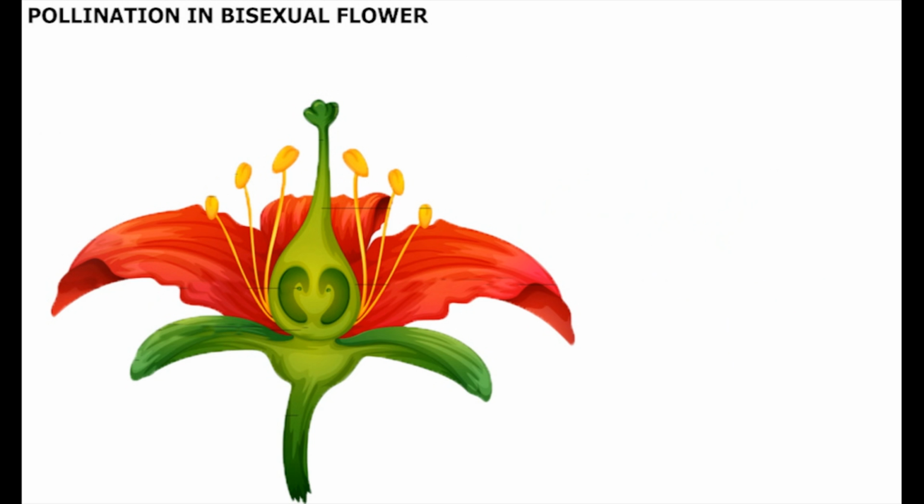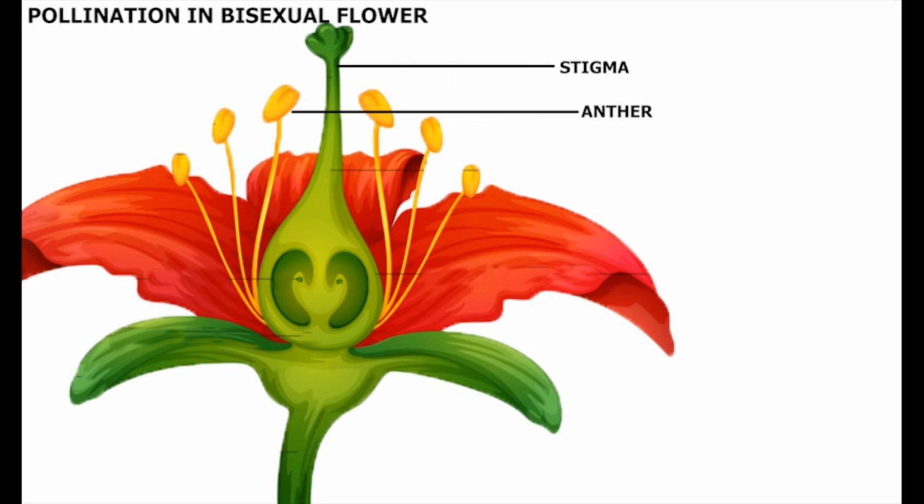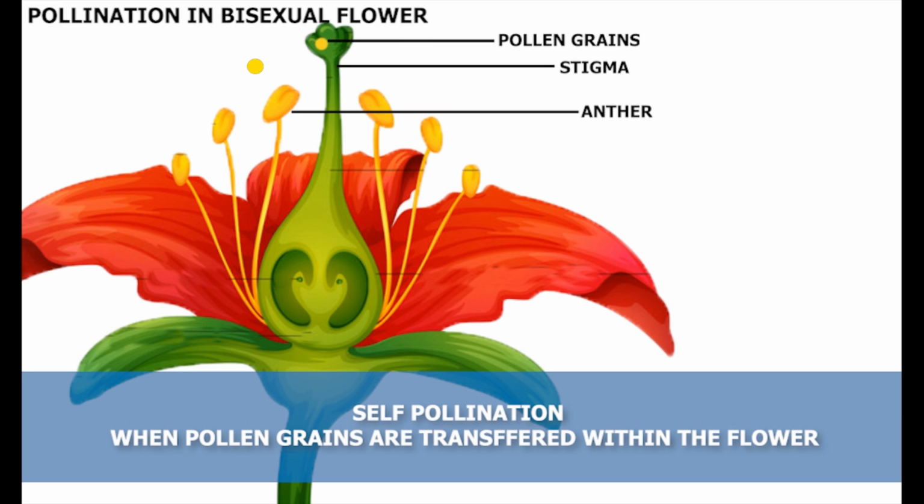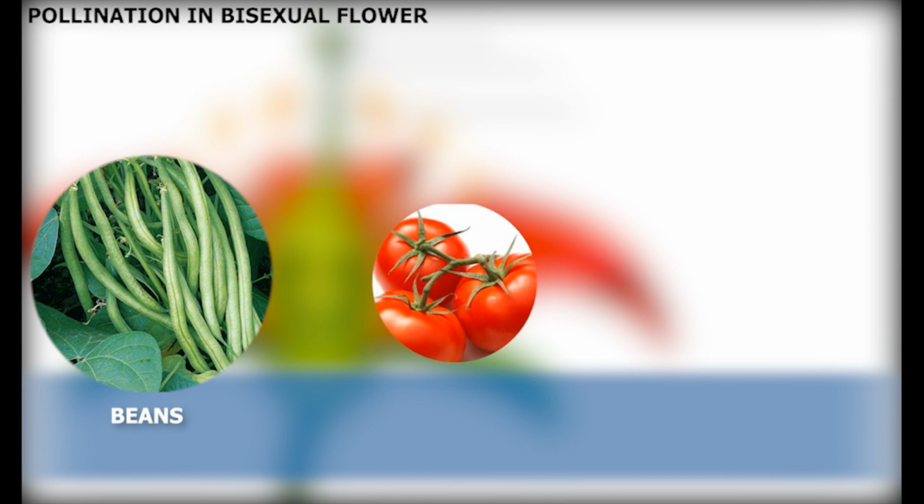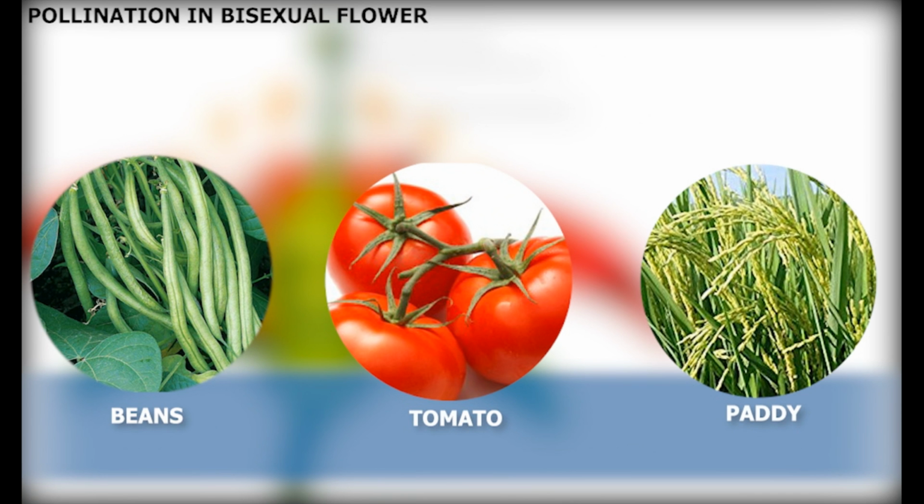1. Pollination in bisexual flower. In a bisexual flower, pollen grains are transferred from anther to stigma within the flower. This type of pollination is called self-pollination. Beans, tomatoes, and paddy commonly self-pollinate.